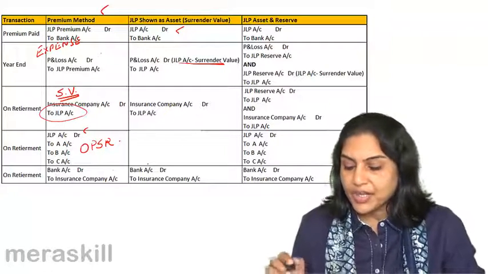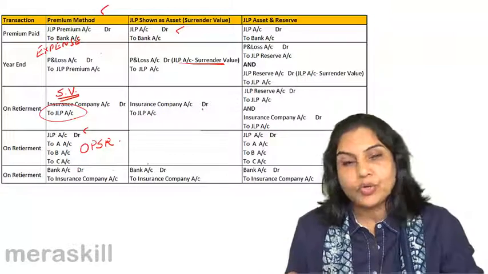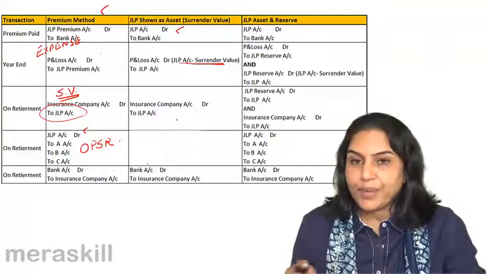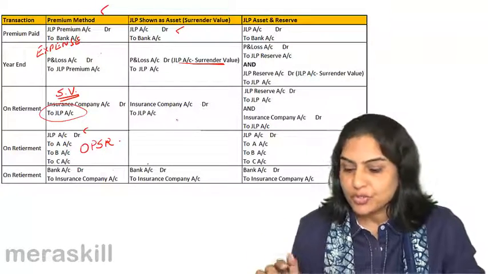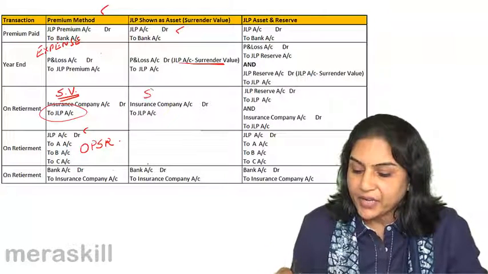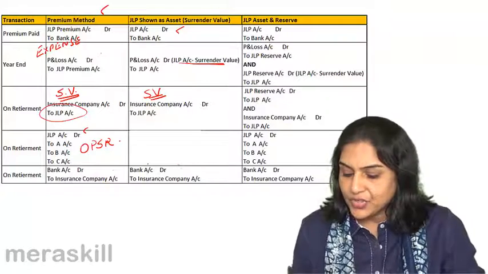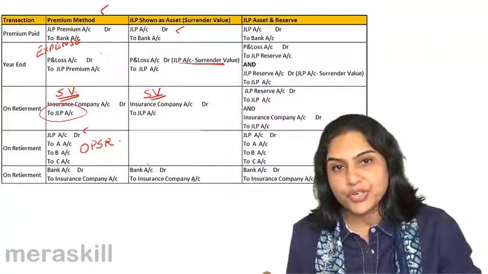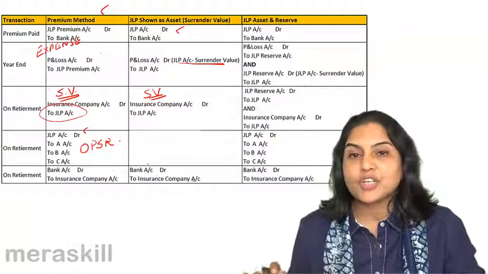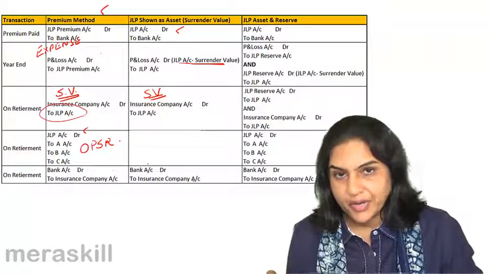On retirement, insurance company account debit to JLP. So as a result, what happens? The JLP account gets closed because it was shown at surrender value and here we receive the surrender value. This account gets closed. Money is received, bank account debit to insurance company. So nothing is actually going to the profit and loss account here.